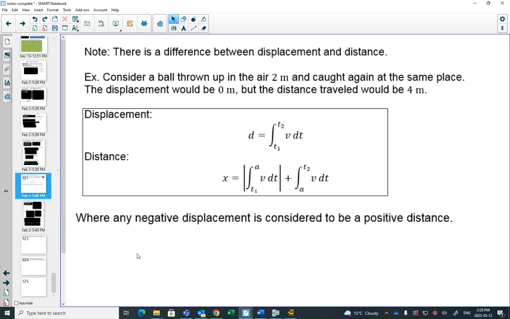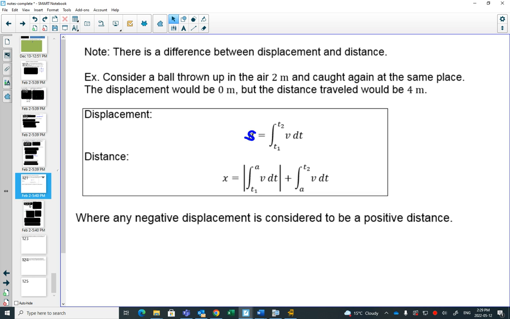So since displacement is the integral of velocity, well, we should almost have an S here, right? There it is. Then the distance, whenever it's going in one direction, it'll be positive. Whenever it's going the other direction, it'll be negative. You have to figure out which parts are negative. And if you think about the area under the curve, you're going to have to find out where your x-intercept is, and then any negative displacement will be considered a positive distance.